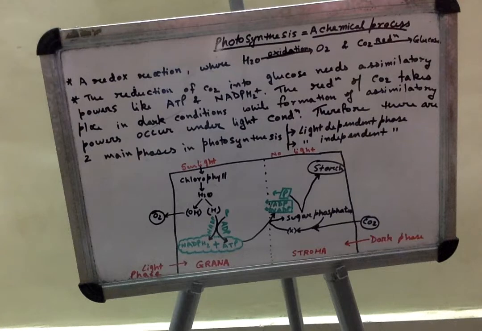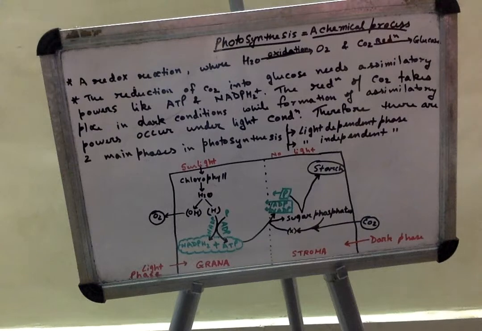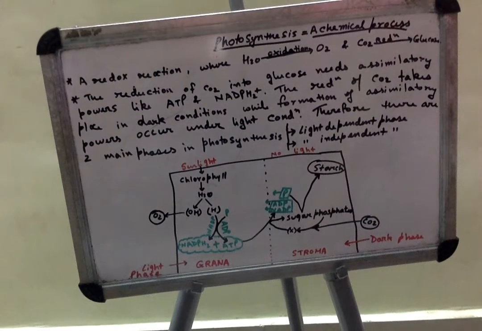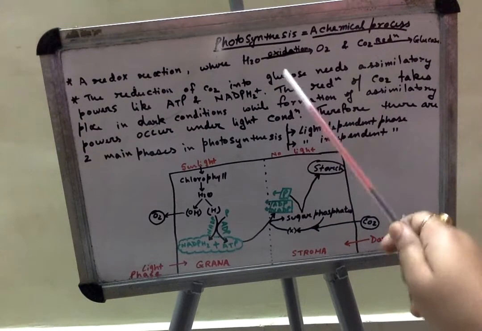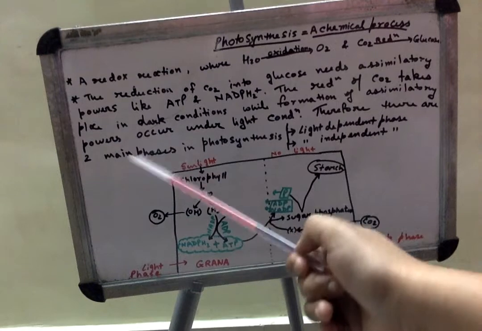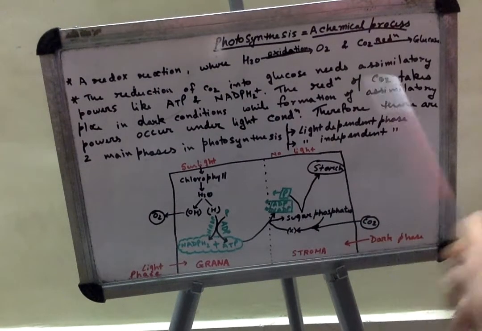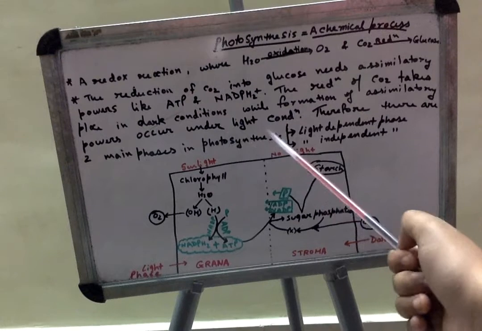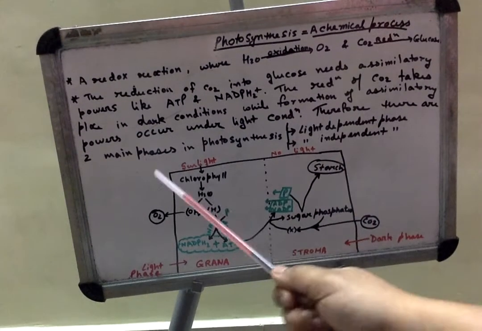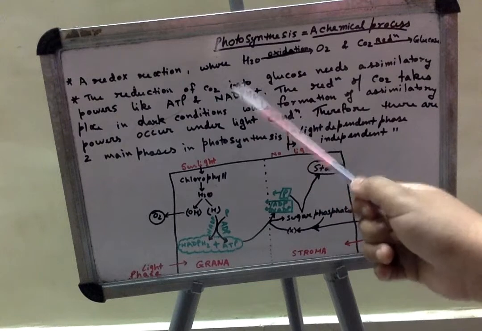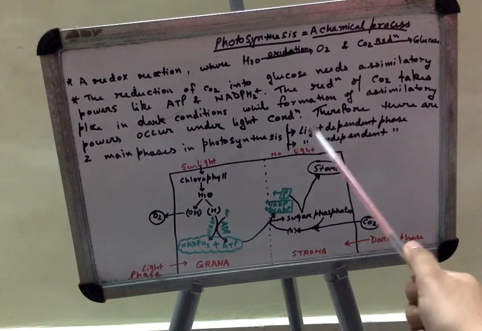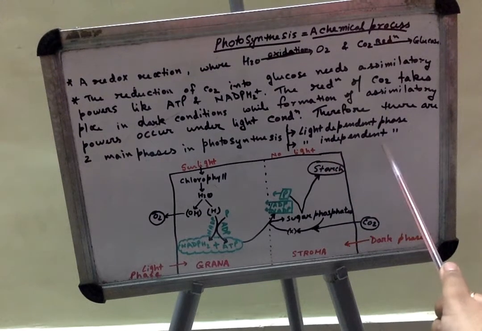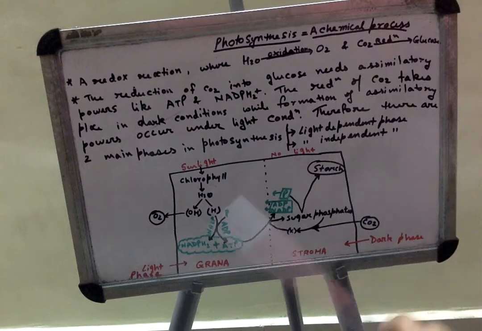Sometimes students get really confused about when carbon dioxide undergoes reduction to produce glucose, and when assimilatory powers are synthesized. So this point is very important. Reduction of carbon dioxide takes place in dark condition, whereas formation of assimilatory powers takes place under light or sunlight condition. Therefore, on the basis of this sentence, there are two main phases in photosynthesis: the light dependent phase and the light independent phase, or dark reaction or dark phase.